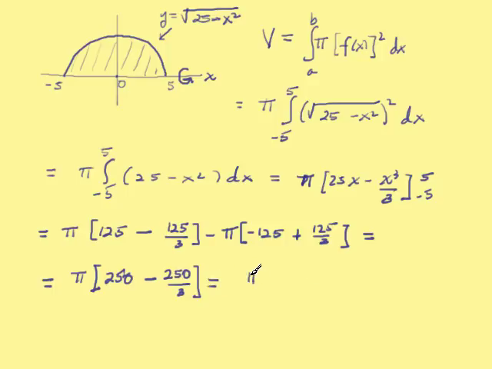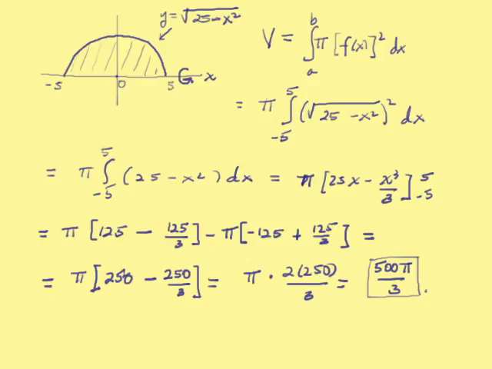So that's equal to pi times twice 250 over 3, or 500 pi over 3. And like we mentioned in class, the solid that we get when we rotate this semicircle is a sphere.